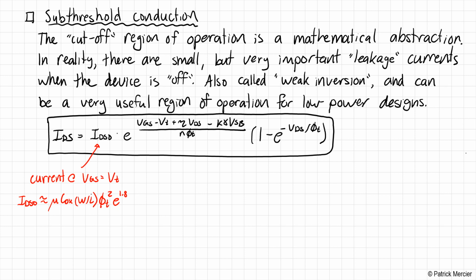Okay, in the exponential term, we have VGS minus VT. Both of those are clear. We have this eta term. This is called the DIBL coefficient. That stands for drain-induced barrier lowering. We'll talk about this later. Okay, so for now, let's ignore it. And this K gamma VSB, as you can imagine, this is modeling the body effect.